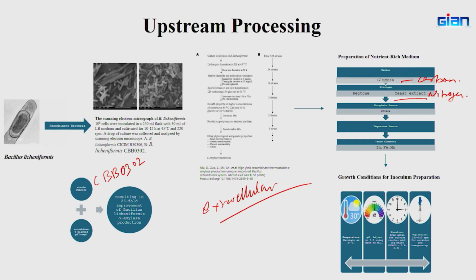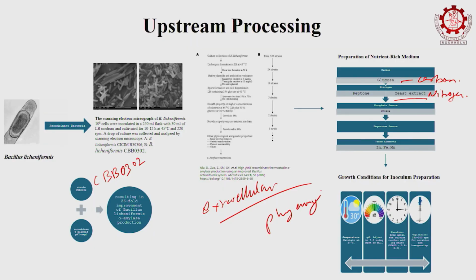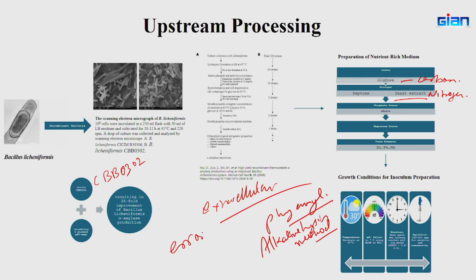We have to extract the plasmid, pHY-AMYL, by using the alkaline lysis method. Then we introduce genetic variation via mutagenesis, using error-prone PCR to introduce random mutations. After that random mutation, we clone the modified gene.